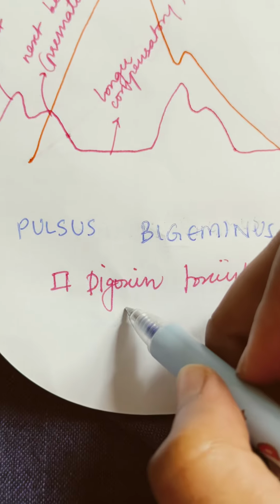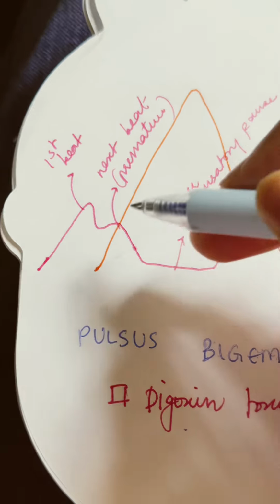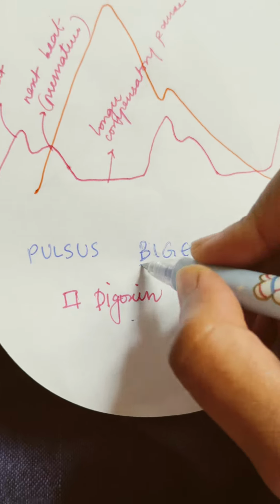Come to part 2. We just have a few more pulses left now. Now, digoxin, which is a positive inotropic drug, is going to cause something known as a VPC, a ventricular premature contraction. So, your first contraction is going to be followed by a premature beat. You will see some sort of a fusion here, giving us the bigeminy.